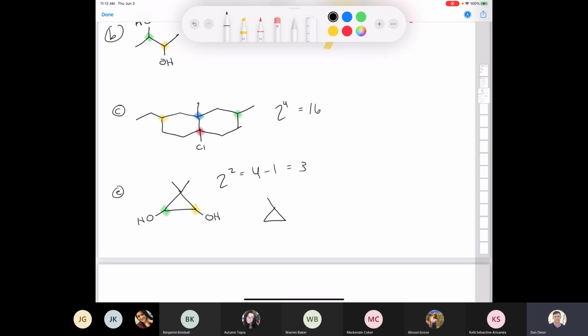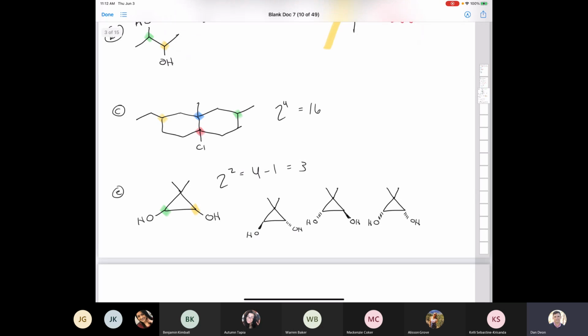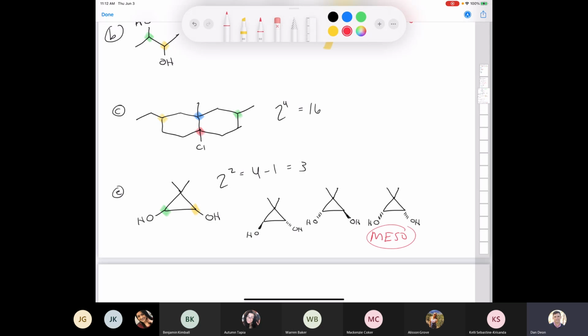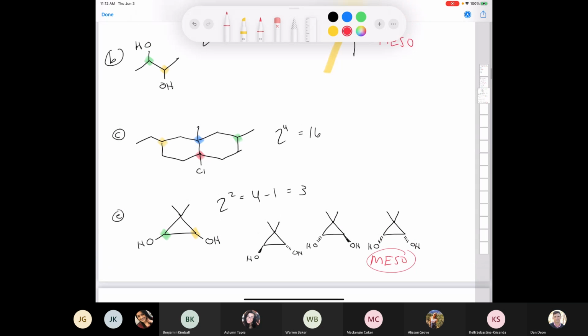Right? If I just draw the skeleton like this, I could have this hydroxyl down, this one coming up. I can have this one going down, and I can have this one coming up, and then I can also have a meso compound where they're both going down like this. So that would be a meso compound. So the answer is 3 stereoisomers in this case. All right, here we go.